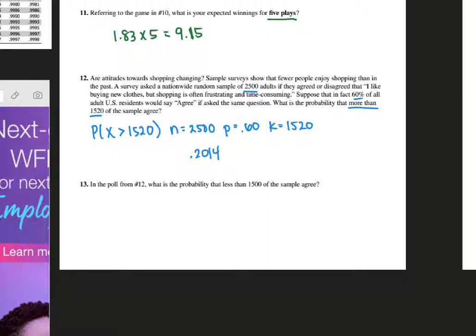0.2014. 13 says, in the poll from number 12, what's the probability that less than 1,500 agree? So we're using the same N, the same P, but in this case for K, we're going to use 1,500.